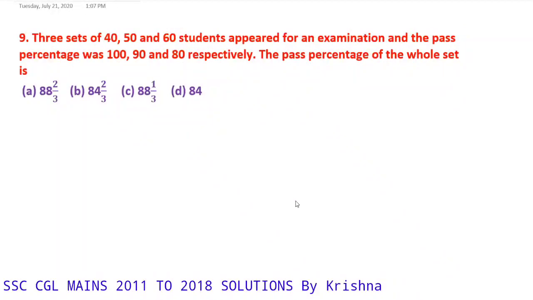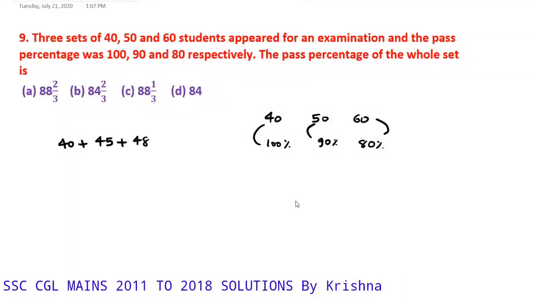Three sets of 40, 50, 60 students appeared for an examination, and the pass percentage was 100, 90, and 80 respectively. The pass percentage of the whole set is? So here students appeared in an exam: 40, 50, 60, with 100%, 90%, and 80%. So 100% of 40 is 40, and 90% of the 50 candidates who appeared is 45, and 80% of the 60 candidates who appeared, that passed, is 48.